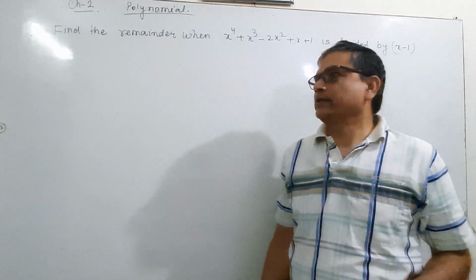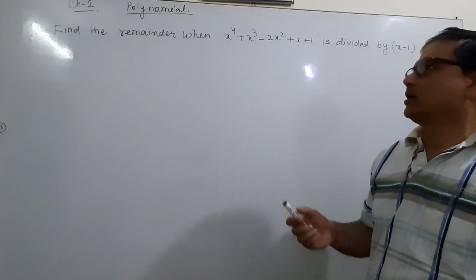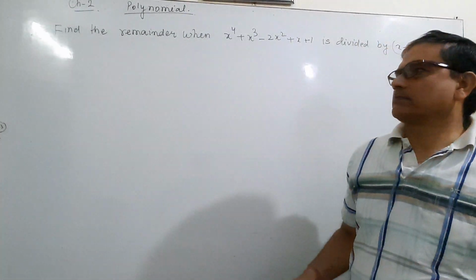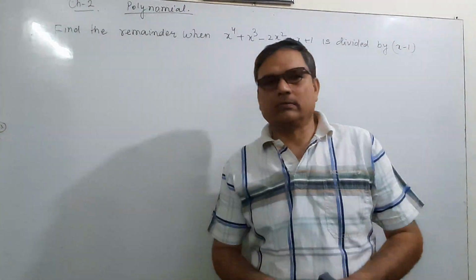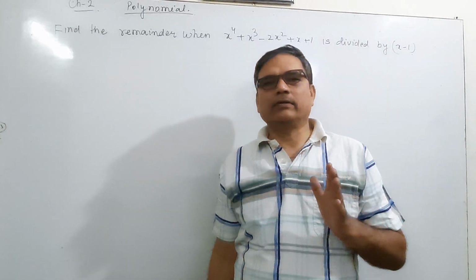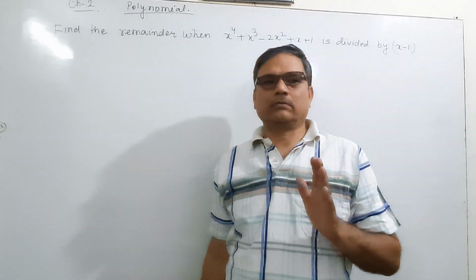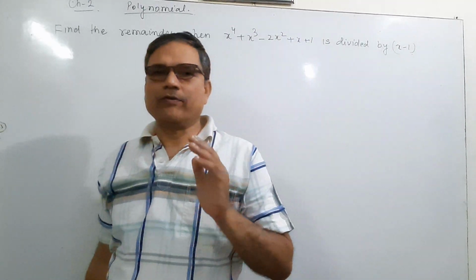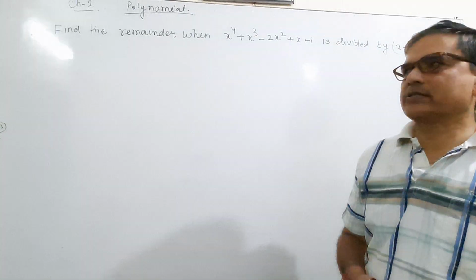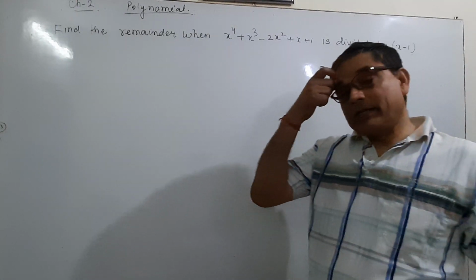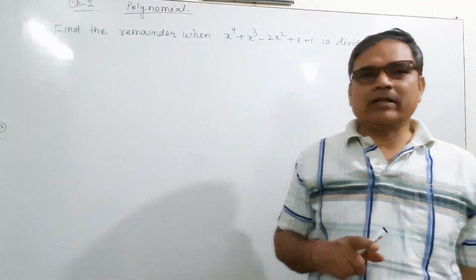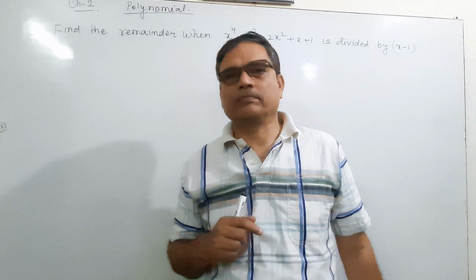Good morning, students. Today we will start again chapter 2, Polynomials, of class 9 mathematics. We will see how we can find the remainder. I already explained the remainder theorem in the previous class. There are two methods. First, we can determine the remainder by the long division method or by the remainder theorem.